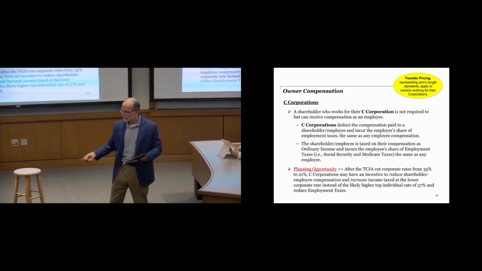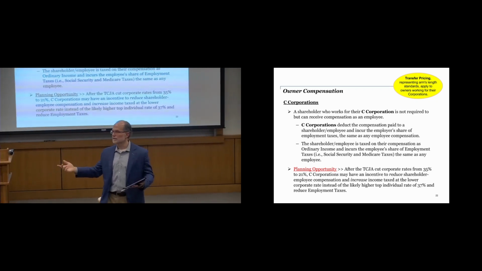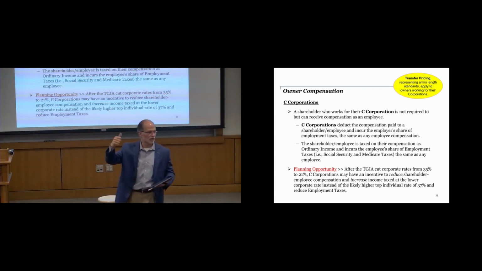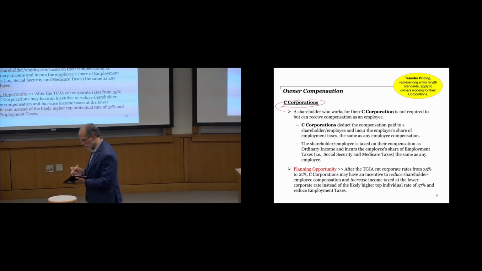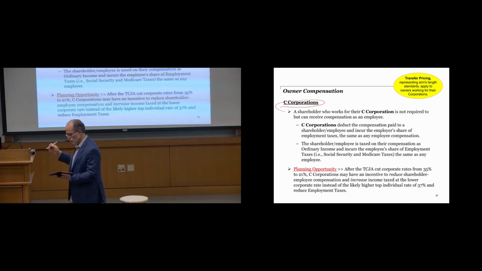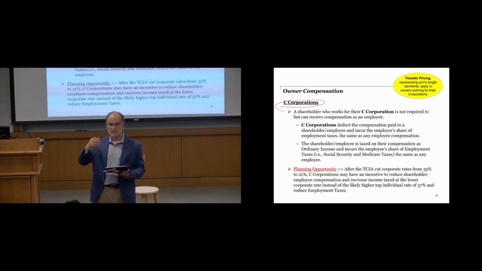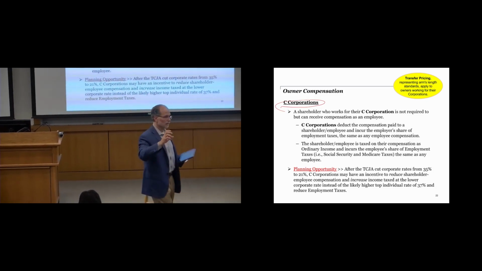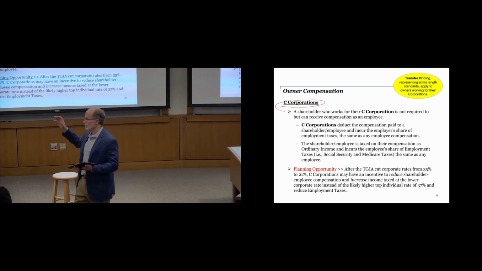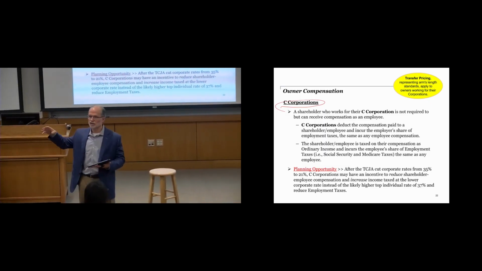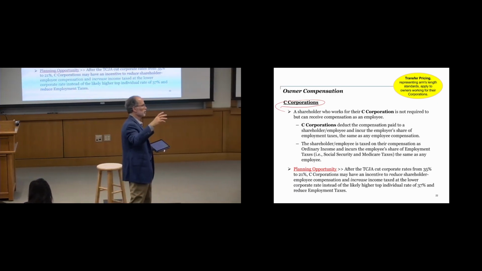Okay, because your owners can and oftentimes do work for the business, right? So you're wearing two hats. You're the owner, but you're also a valuable employee. So in the world of the C corporation, a shareholder who works for the C corporation is not required to, but can receive compensation as an employee. Meaning that they can be compensated just like an employee. So everything you've learned if you were in taxation of individuals, that's the employer-employee relationship. Same thing if the employee happens to be an owner.